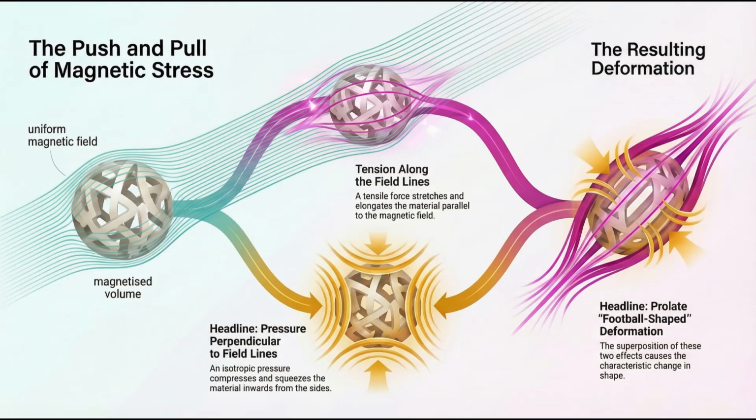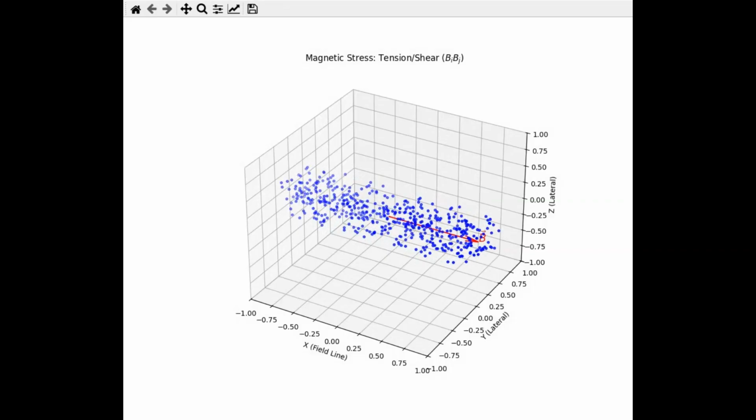The Maxwell stress tensor gives us the math to find the force, and its two components explain the tension and compression that physically reshape the volume.